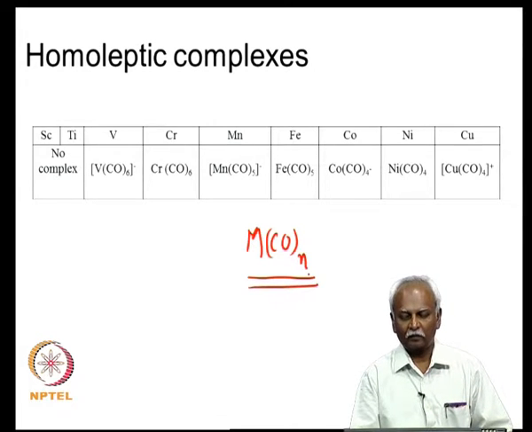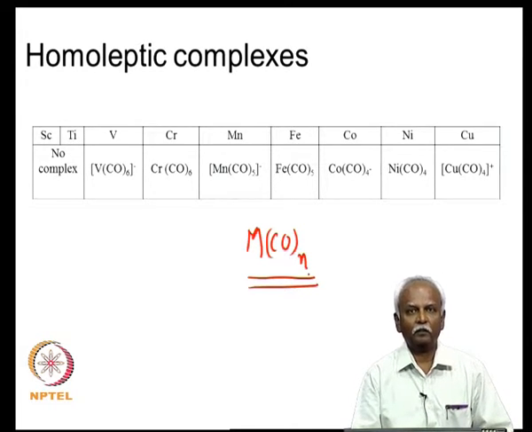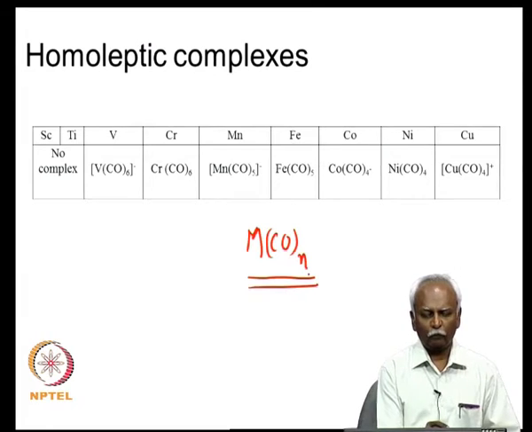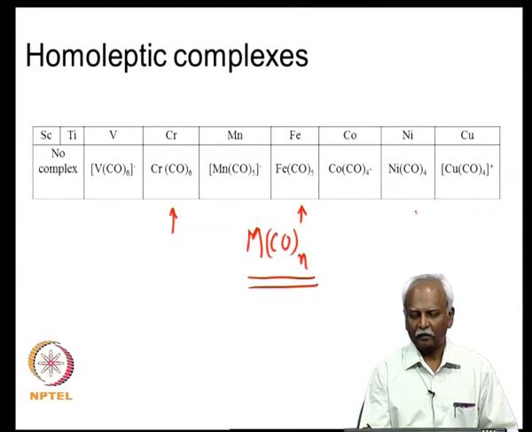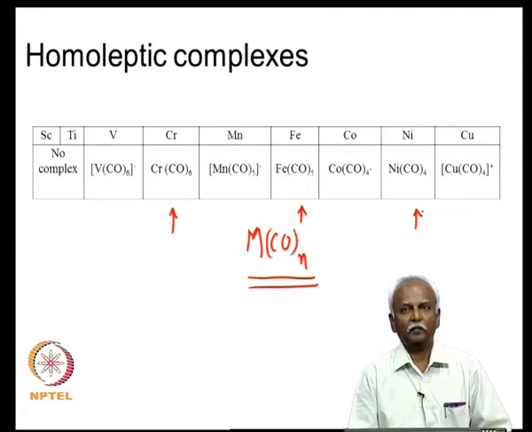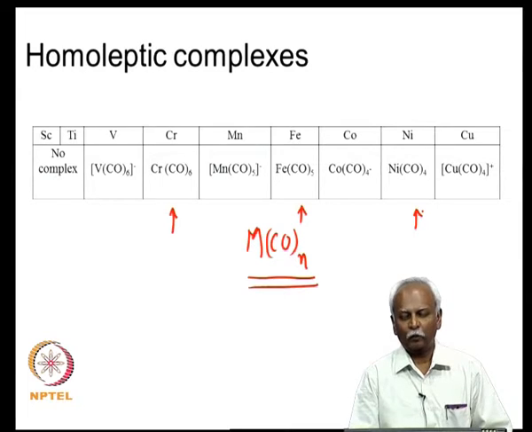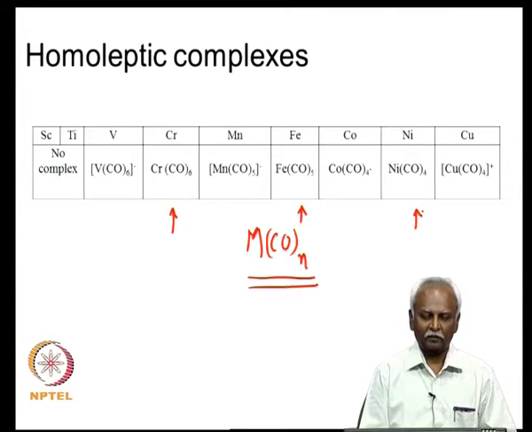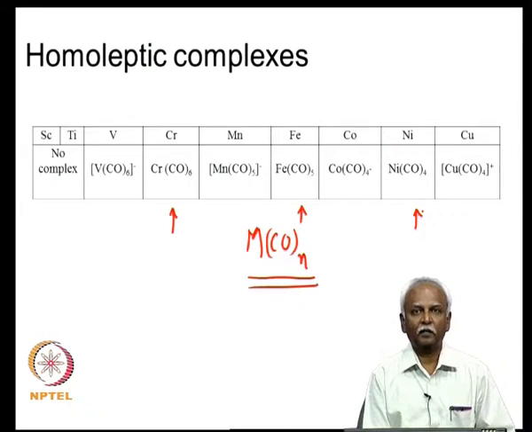And let us just take a look at the systems that we have here on this table. You will notice that for all the metals which have an even number of electrons, that is chromium, iron and nickel, you have no charges on them. In other words, since carbon monoxide is a neutral ligand and you have n number of carbon monoxides, it does not add any charge to the metal. The metal is found in the zero oxidation state, and you have n number of carbon monoxides around them.